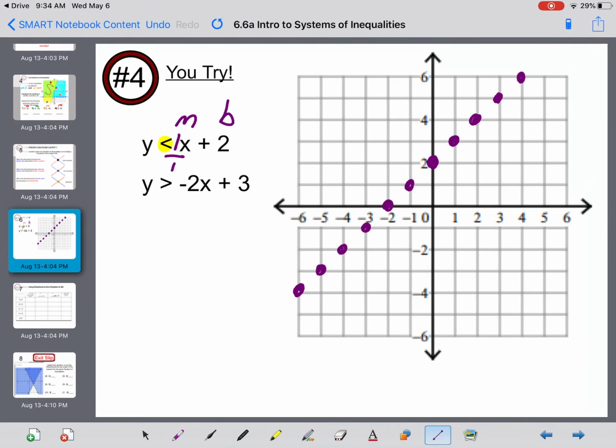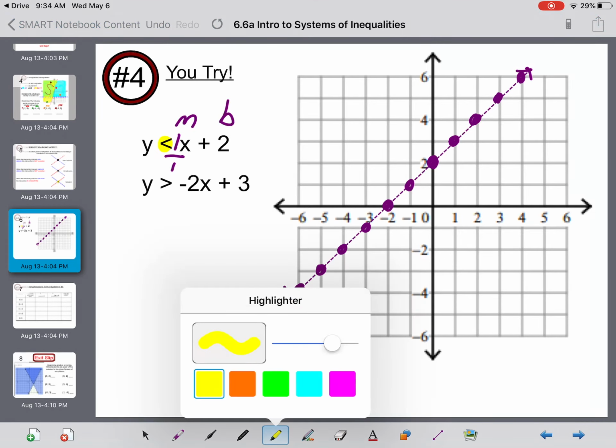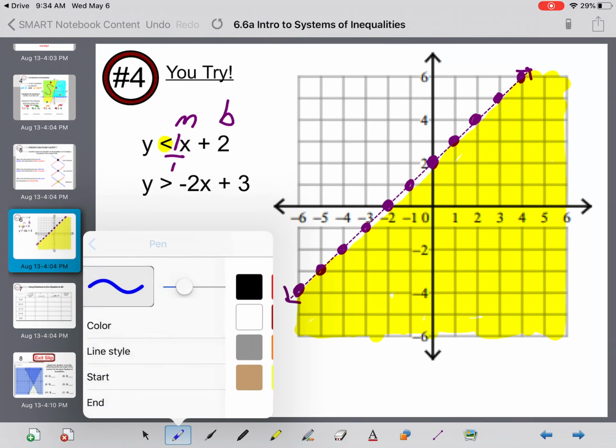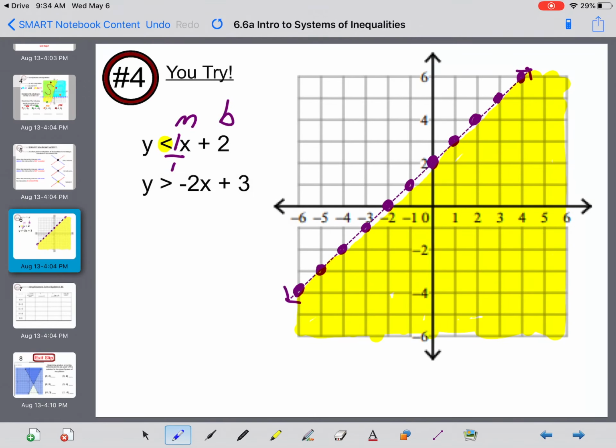The less than symbol means it is a dashed line. And shade below.